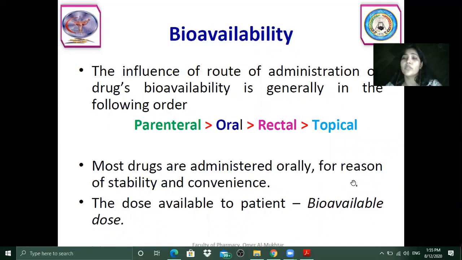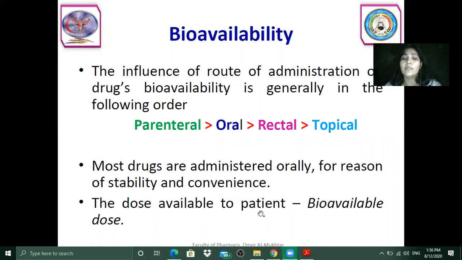Most drugs are administered orally for reasons of stability and convenience, right? Because nobody wants to take injections again and again. The oral route of administration is very convenient, and you don't need any trained person for administering tablets or capsules. Whereas for giving salines or injections, you need a trained person, and hence we use oral as a very convenient method of administering drugs.